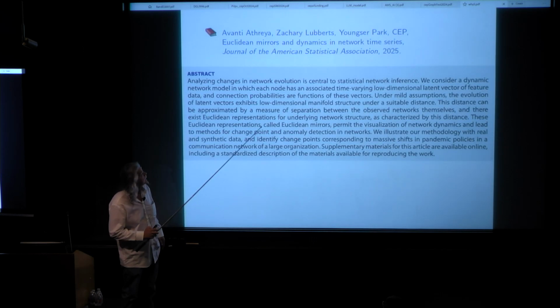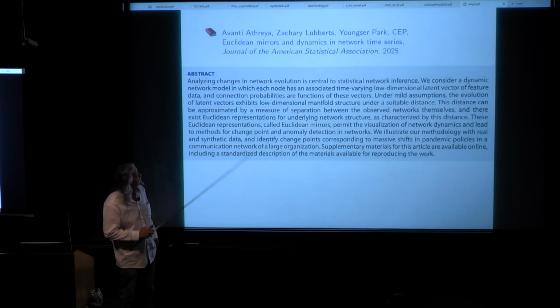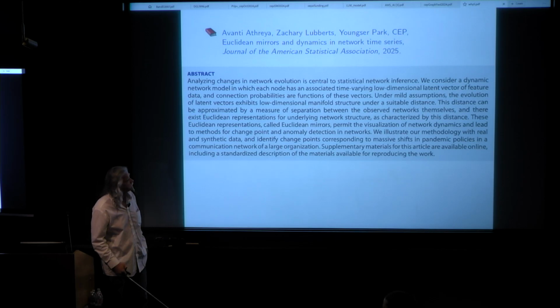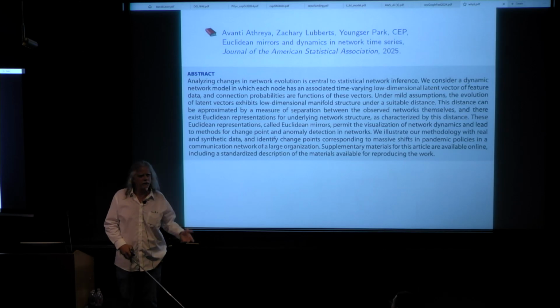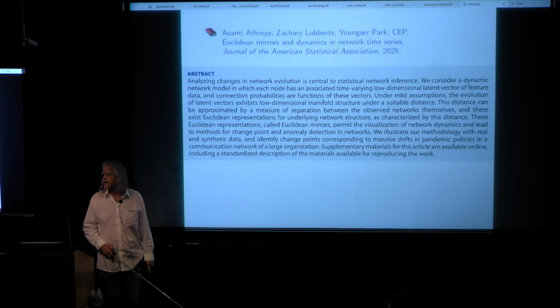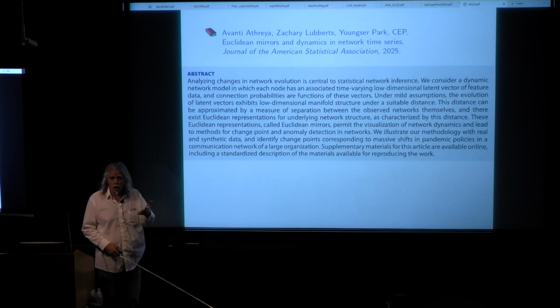Okay, and so Avanti, Zach Youngzer wrote this paper, which is brand new in the Journal of the American Statistical Association, which you won't have heard about being machine learning kids, but dinosaur statisticians read it all the time, like cover to cover every month, in hard copy.